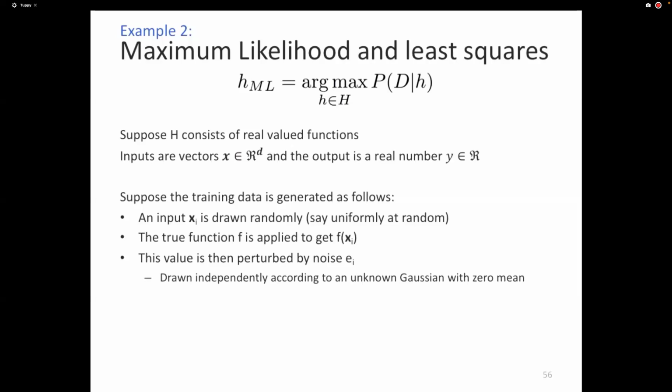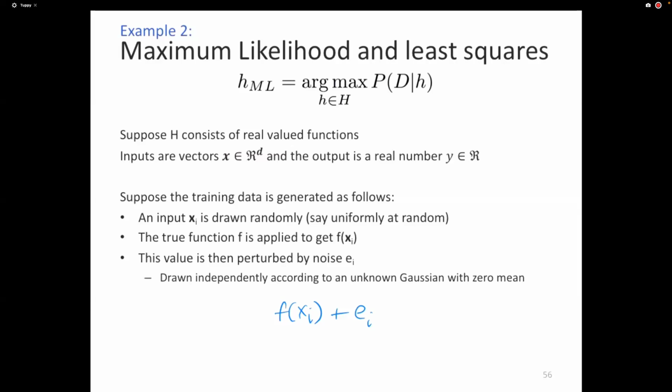Unfortunately, your data collection process has some noise. This label f of xi gets perturbed a little bit by some noise called ei. And that's what you get to observe. What you see is not f of xi, but f of xi plus the noise ei. And that is the label that our training data contains.